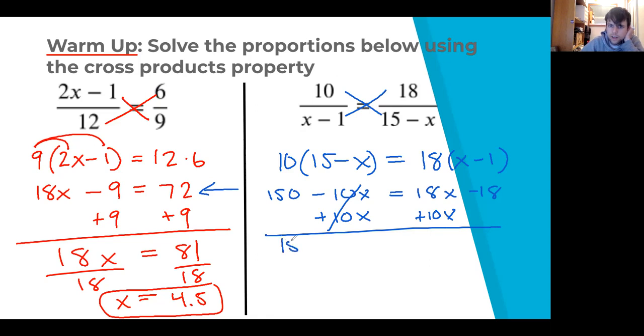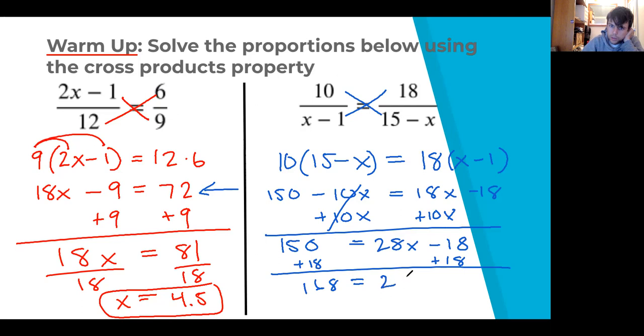That's going to give us 150 is equal to 28x minus 18. And then we just finish this off, add 18 to both sides. That's 168 equals 28x and divide by 28. So 168 divided by 28 is 6. So x is equal to 6.